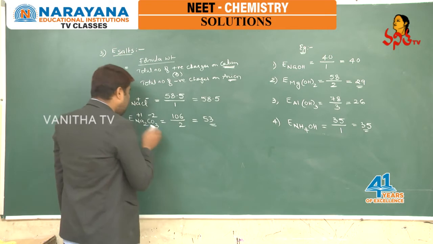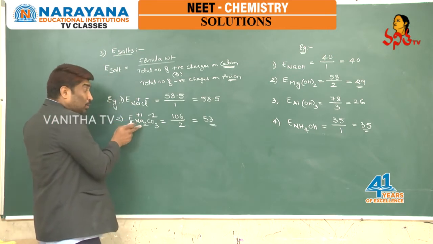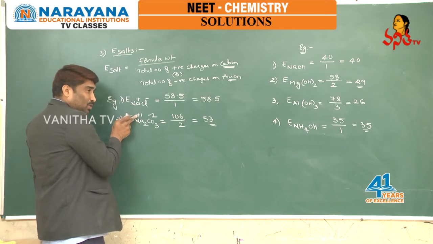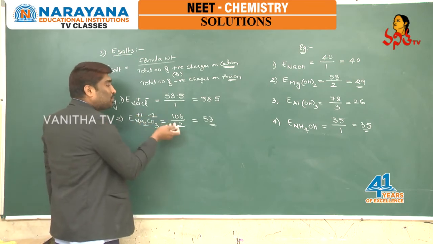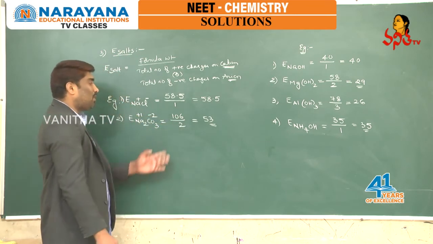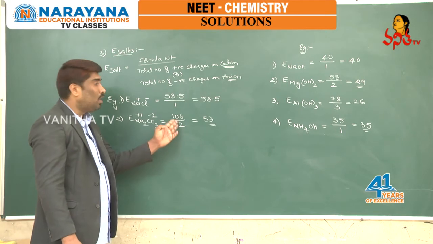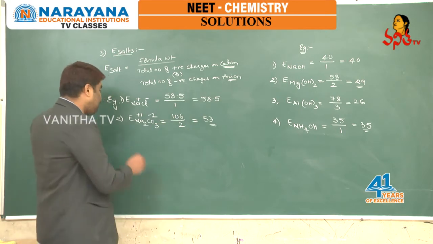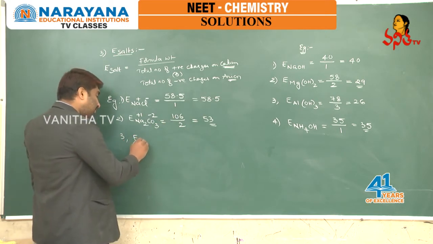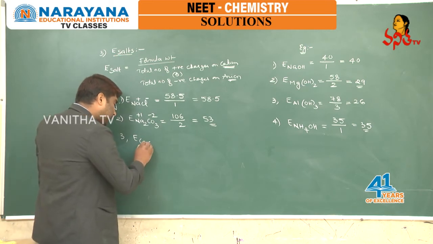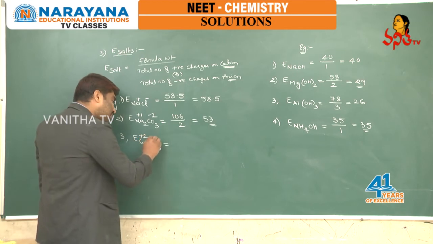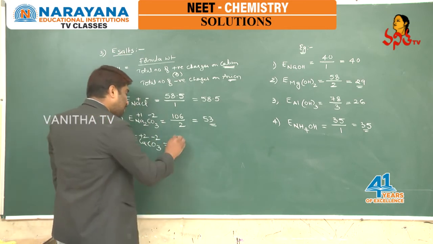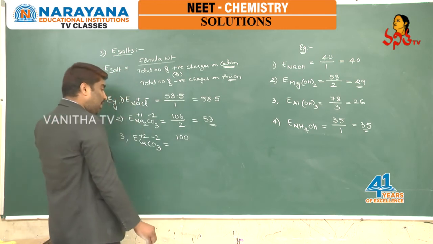Sir, how can you tell here you have written plus 1 charge only? Total positive charges, each sodium is having plus 1 charge. 2 sodiums collectively plus 2. Carbonate is having minus 2. Either you can take total number of positive or total number of negative, which comes to be 2. 106 by 2, which is 53. Equivalent weight of calcium carbonate. Calcium is having plus 2 charge, carbonate is having minus 2 charge. Molecular weight of calcium carbonate is 100.